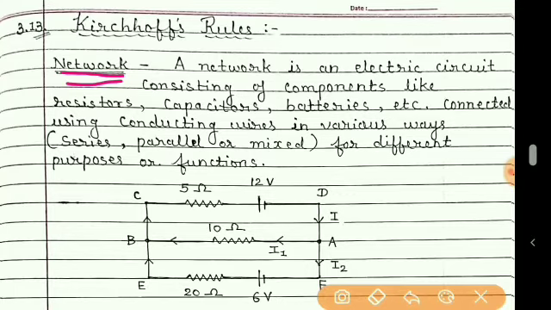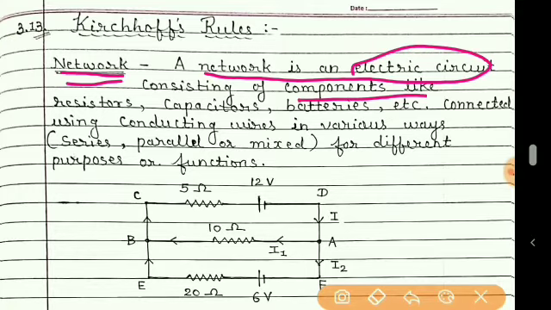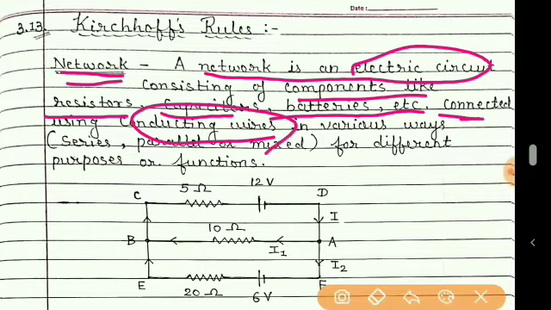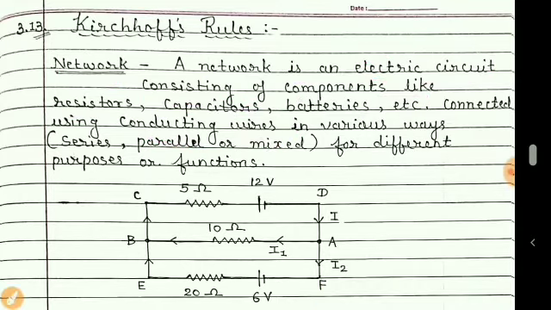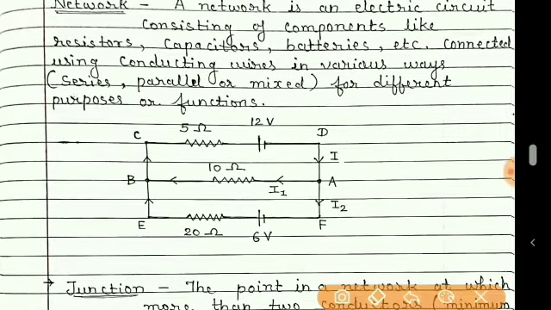Network. Network is an electric circuit which consists of components like resistors, capacitors, batteries, etc. connected using conducting wires. So students, in a network, there can be batteries, there can be resistors, and also sometimes other components can be there like capacitors, diodes, etc.